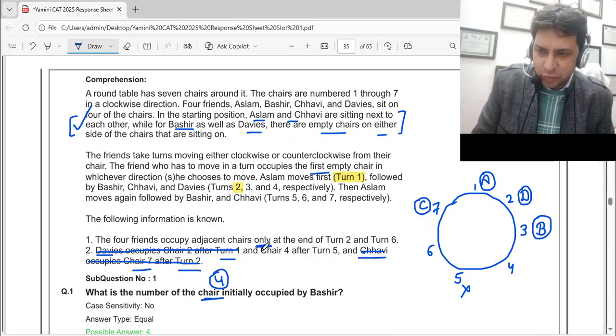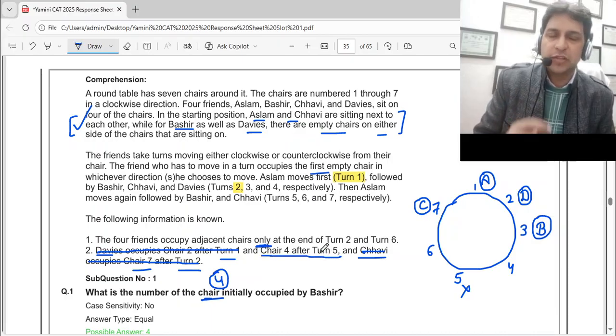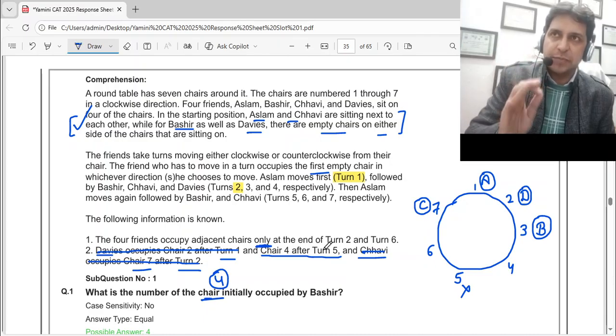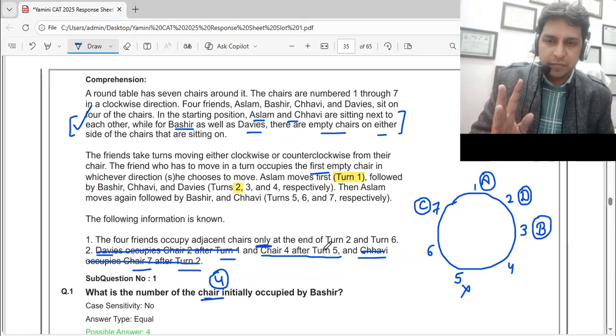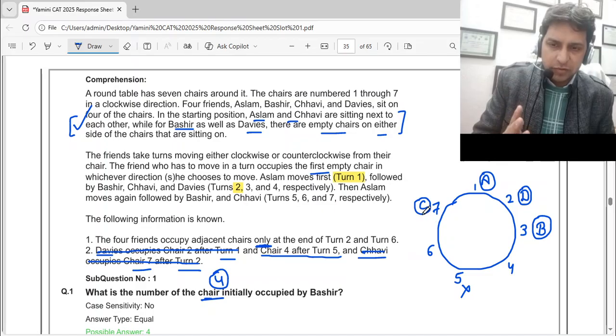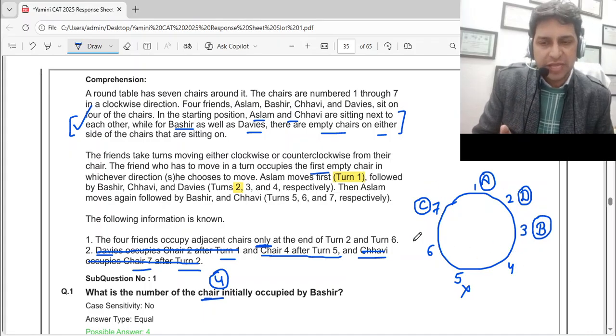Now D has to be at chair number 4 after turn 5. That means when D makes a move in the 4th turn, because D gets only one chance, he should have chair number 4 empty. Getting the point? Chair number 4 has to be empty after turn 3. Now if I move C to 4, D will not have a place to sit at chair number 4. That means C should not move clockwise, she moved anti-clockwise.